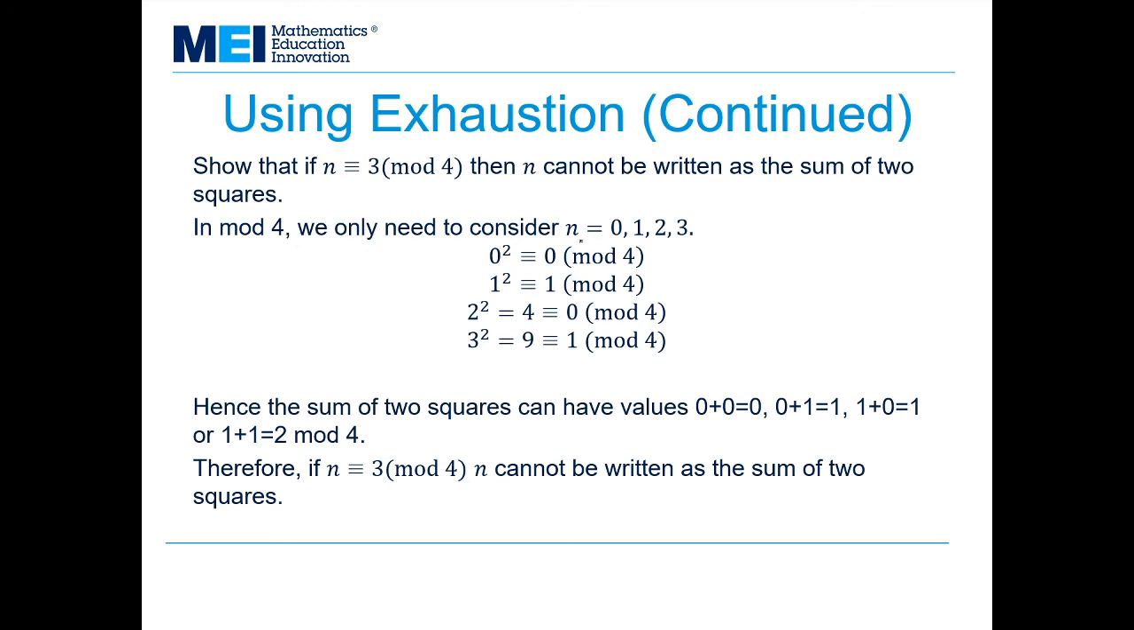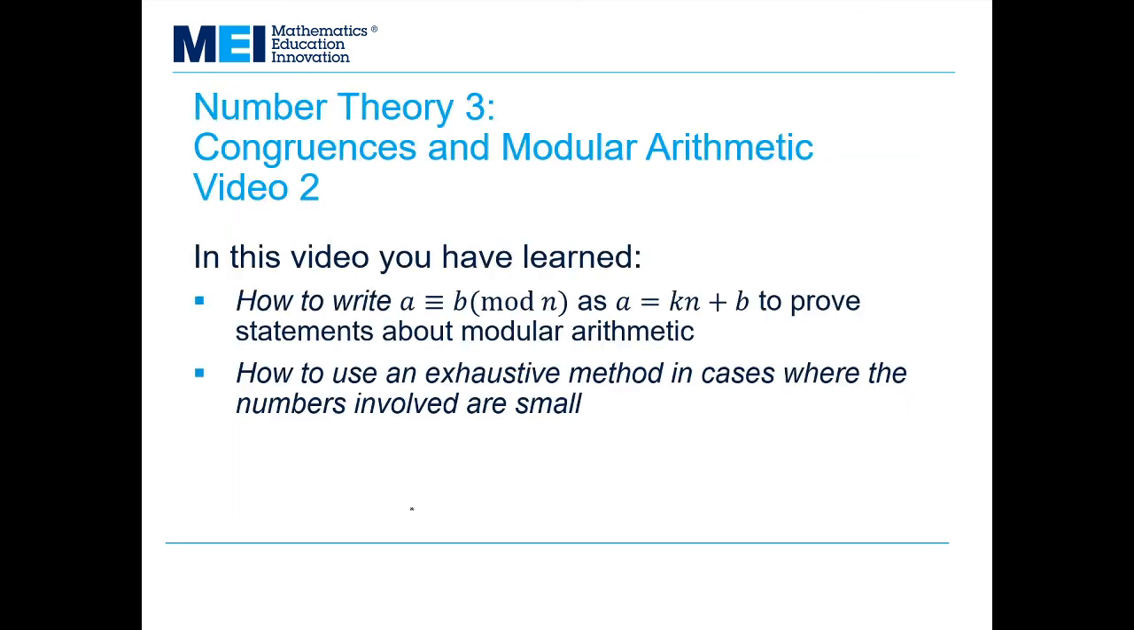In mod 4, we only need to consider n equals 0, 1, 2, or 3. 0 squared is 0 mod 4, 1 squared is 1 mod 4, 2 squared is 4, which is 0 mod 4, and 3 squared is 9, which is 1 mod 4. Hence, the sum of two squares can have values 0, 1, or 2 mod 4. Therefore, if n is congruent to 3 mod 4, n cannot be written as the sum of two squares.